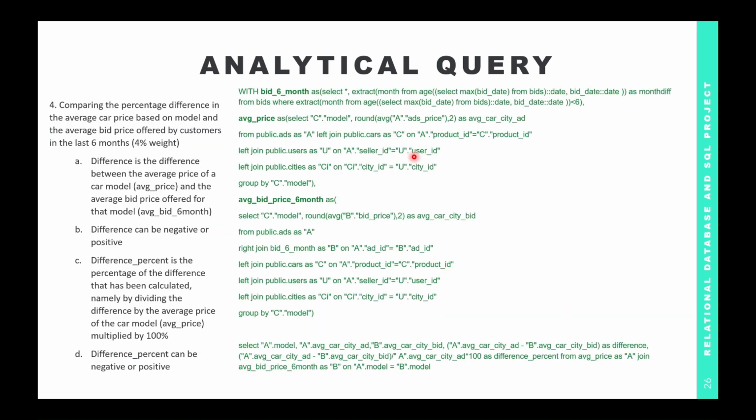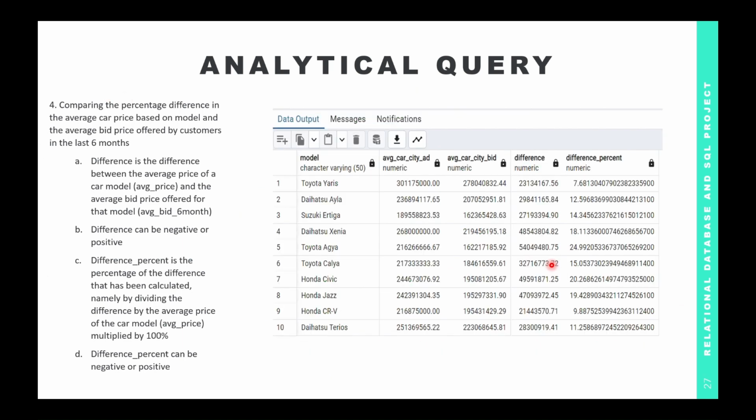Okay, the next one is a bit more long question. You can read it all here or just pause the video. Here are the syntax and here are the outputs. So we're about to find the average CTE, average bid, and the difference between that and the difference percent.